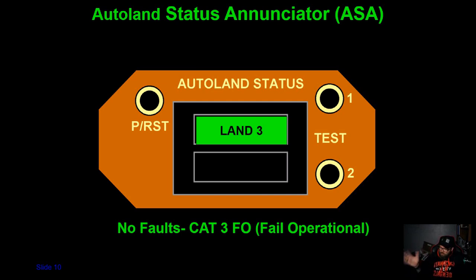For example, what we're looking at, Cat 3 FO. Cat 3 FO means that I can land at the lowest RVR point of 300, 300, and 300. So 300 on the touchdown, 300 on the mid, and 300 on the rollout. And basically, this is 300 RVR.